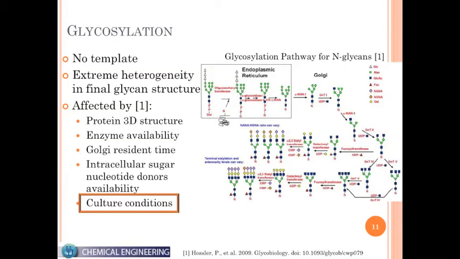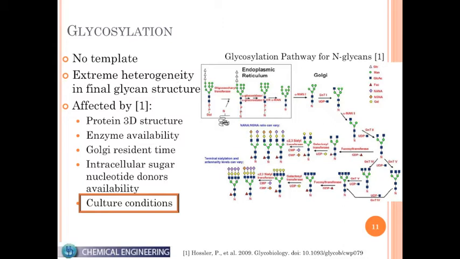And so you can imagine that it's a very difficult process to control because it's all happening in the cell. And so we know that the 3D structure of the protein affects it. So if the enzymes and the sugar monomers can actually get access to the protein, the availability of the enzymes, which enzymes are present, where they are, as well as how long the protein spends in the cell, and then the sugar nucleotide donors, those are the sugar monomers of the carbohydrate chain.